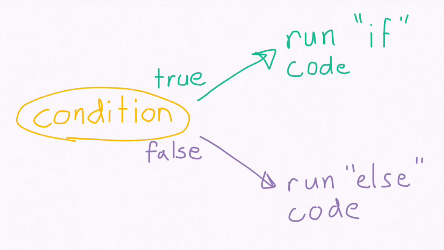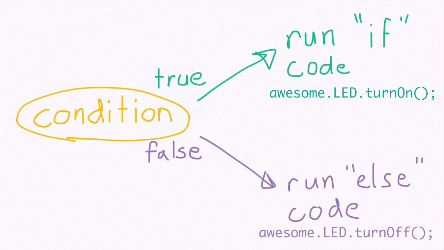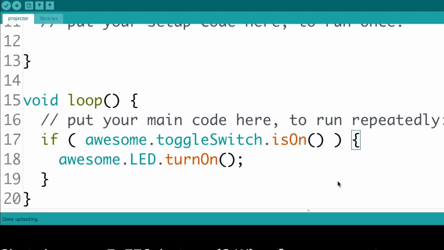That means that an if-else statement has two different sets of instructions that it can follow, depending on the situation. These instructions, for example, could be LED turn on if the condition is true, and LED turn off if the condition is false. Here's our if statement from before.